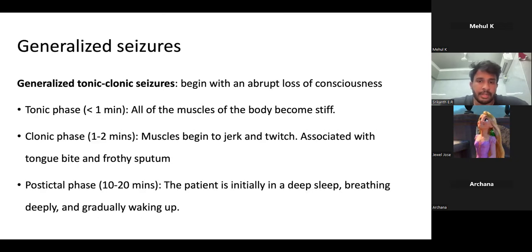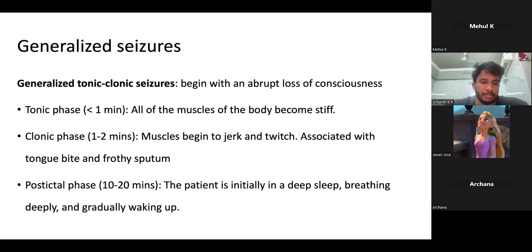So generalized seizures, generalized tonic-clonic seizures especially, begin with an abrupt loss of consciousness, and then they have 3 phases. That is the tonic phase, the clonic phase, and the postictal phase. Tonic phase is when all the muscles of the body become stiff, and this lasts for less than 1 minute, and the patient might look completely cyanosed during the phase. And then you have a 1 to 2 minute period of clonic phase where the muscles begin to jerk and twitch. During this period, the patient may have a tongue bite and a frothy sputum.